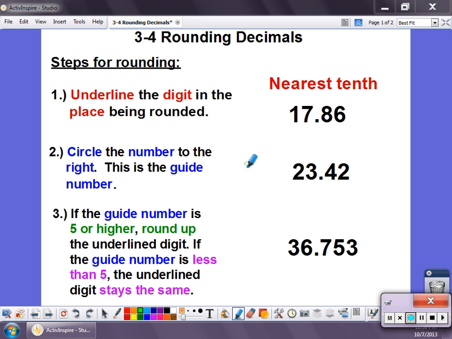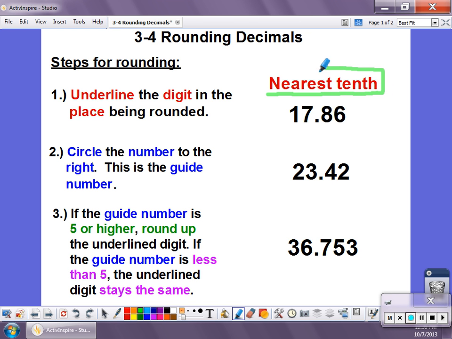When it comes to rounding decimals, you really need to pay attention to your directions, because your directions will tell you what place value you're going to round to. You're usually rounding to the nearest tenth, the nearest hundredth, maybe even the nearest whole number. So it's really important that you look ahead and see where you're going to be rounding to. In this case, we're going to be rounding to the nearest tenth.